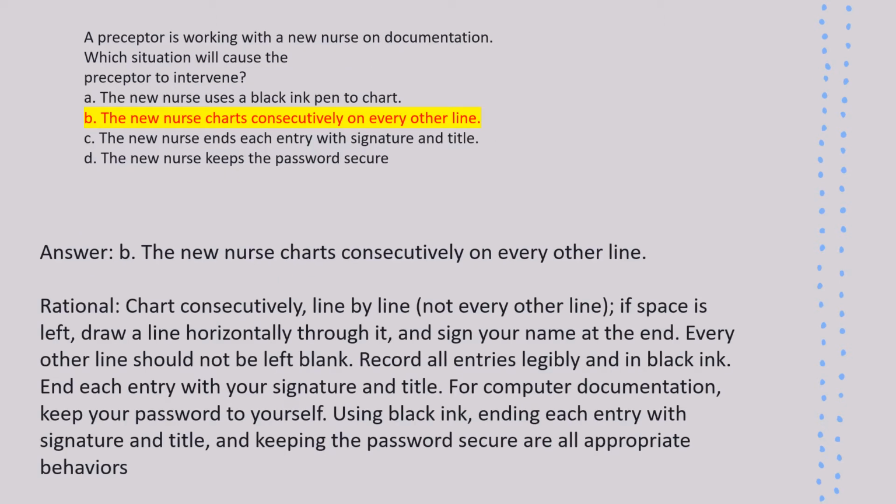Answer: B. The new nurse charts consecutively on every other line. Rationale: Chart consecutively, line by line, not every other line. If space is left, draw a line horizontally through it, and sign your name at the end. Every other line should not be left blank. Record all entries legibly and in black ink. End each entry with your signature and title. For computer documentation, keep your password to yourself. Using black ink, ending each entry with signature and title, and keeping the password secure are all appropriate behaviors.